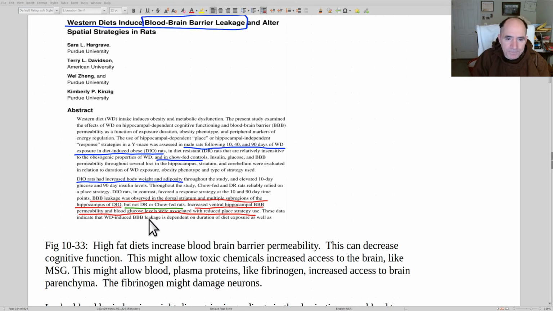Okay, so this is talking about, when they feed them a high-fat meal, this is the diabetic, increased ventral hippocampal blood-brain barrier permeability, it's your memory center, and blood glucose levels were also associated. So Western diets, meaning high-fat diets, induce blood-brain barrier leakage. Bad.